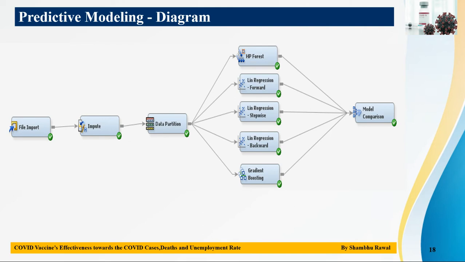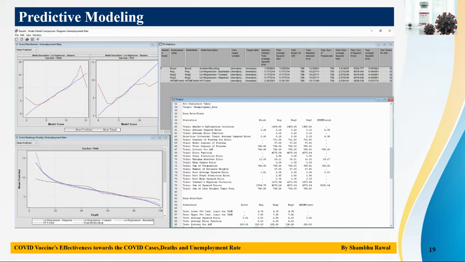The diagram shows how I have used the nodes to build and compare the models. It split the data into 70% training and 30% test dataset with the partition node. All three above models were compared with the help of the model comparison node. The average squared error, maximum absolute error, and the sum of squared errors were analyzed in the analysis. Here are the results of the predictive modeling.